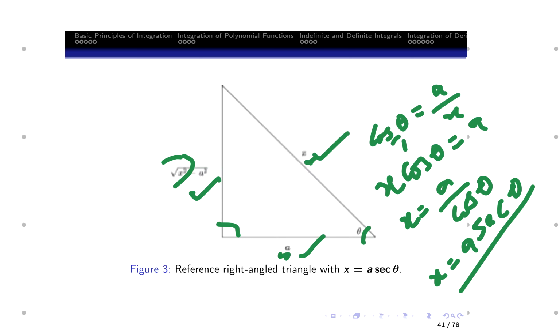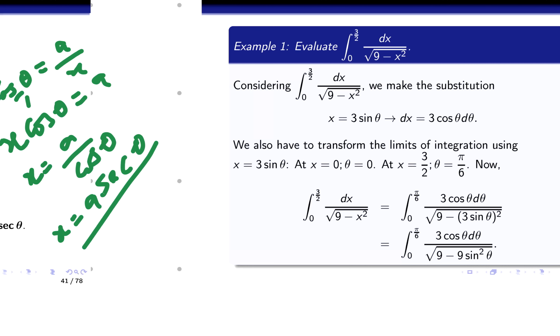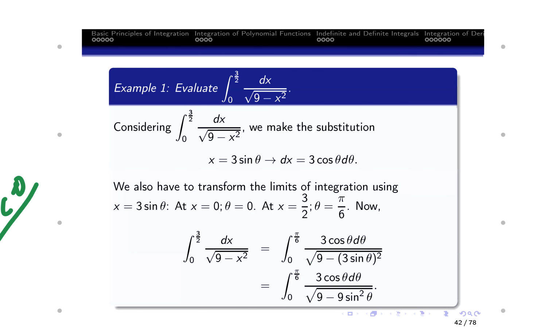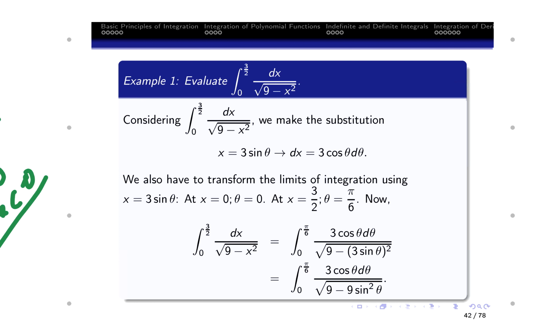Okay, so now that we have established all that, let's take our first example: evaluate the integral of dx over square root of 9 minus x squared from 0 to 3 over 2. Of course, this is going to be a definite integral. We are going to end up getting a particular value, a number, at the end of the day.